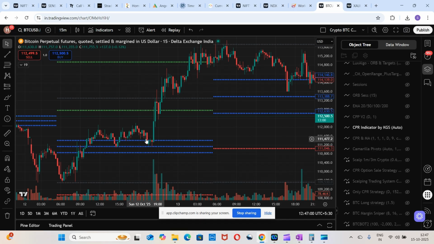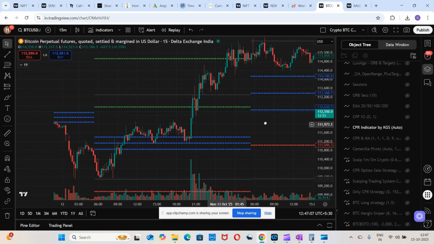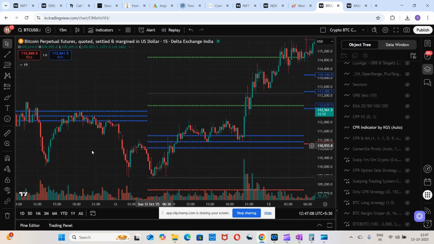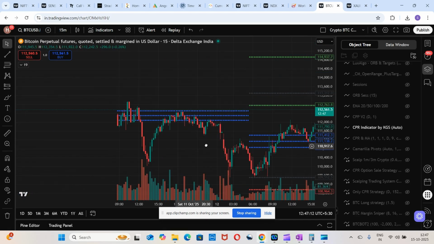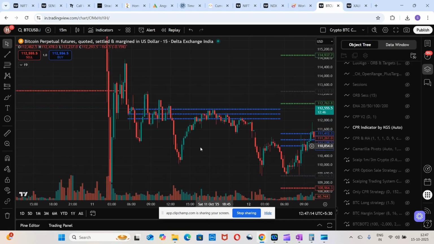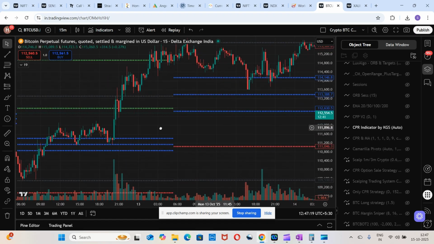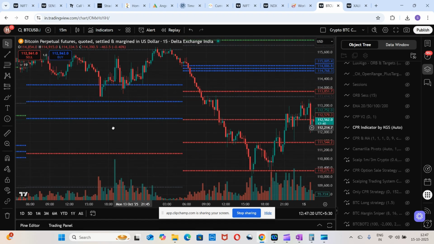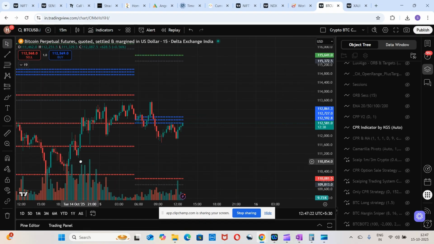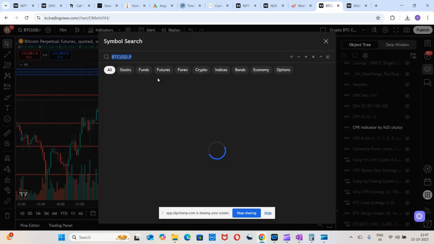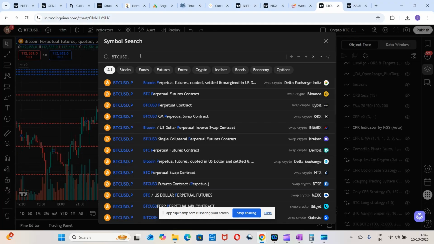So if the market is up, it acts as a support, and you can take a support trade here. And if the market is going down, it acts as a resistance also, and you can take a trade from that resistance level also. Okay, that's what this CPR indicator is. We have seen on Bitcoin perpetual futures on 15 minutes how it works. So let's see on Bitcoin USDT and Ethereum also.